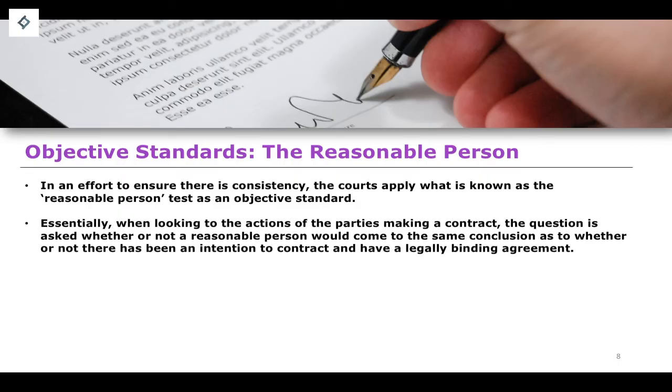Essentially, what the court is doing in these regards is saying, well, when we look at the actions of the parties making a contract or allegedly making a contract, the question that is asked is whether or not a reasonable person would look at the parties and their actions and their words and come to the same conclusion as to whether or not there was a contract. So if you see the words and the conversations of the people who are involved in this alleged contract, and you see the actions of them, and if you were a reasonable person, you would come to the conclusion that they were looking to form a contract, then that is the standard by which we objectively view where contractual intent arises.